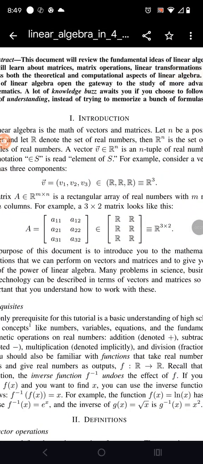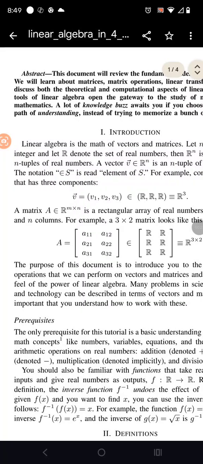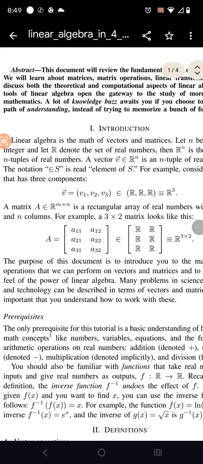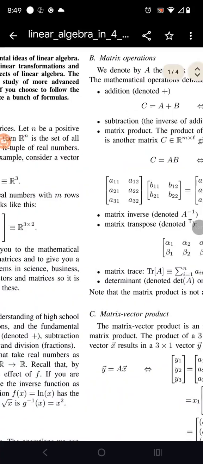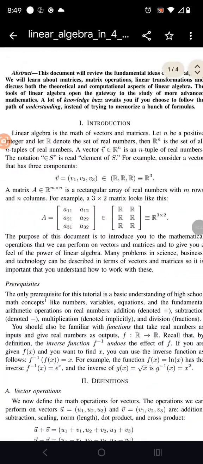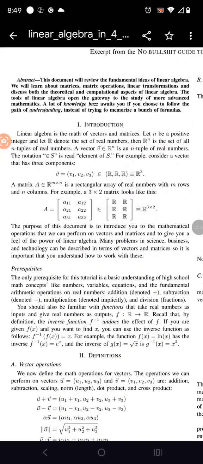So linear algebra, vector b. Linear algebra is the math of vectors and matrices. Let n be a positive integer, let R denote the set of real numbers. Then R to the power n is the set of all n-tuples of real numbers. A vector b, which is a member of R to the power n, is an n-tuple of real numbers. The notation ∈ S is read "element of S".